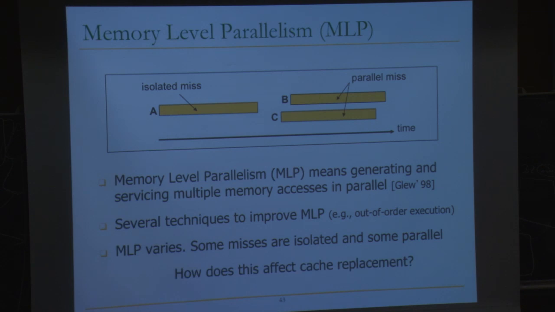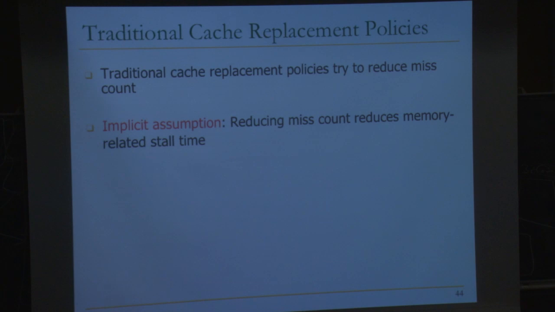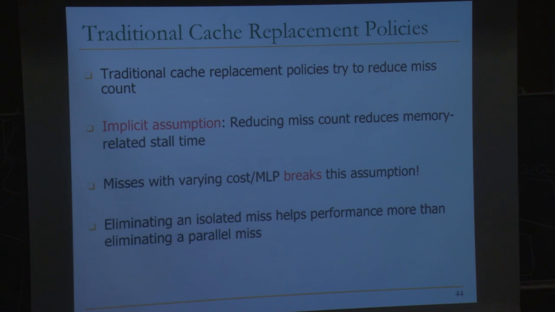So traditional replacement policies try to reduce miss count, and we've seen that. An implicit assumption is that reducing miss count reduces memory-related stall time. And I've already told you that this is not true, right? I mean, you've given me several reasons why this is not true. I'll give you one other reason here. Misses with varying cost or memory-level parallelism break this assumption, actually. Eliminating an isolated miss helps performance much more than eliminating a parallel miss.